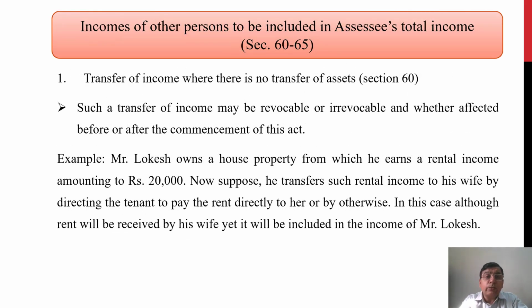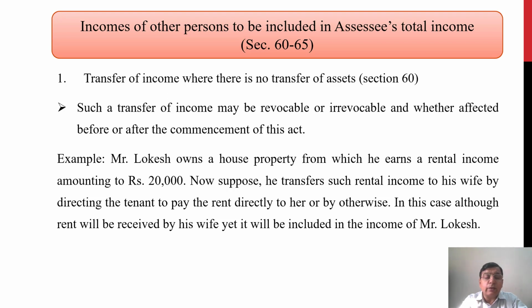So, in the first portion, we will discuss the incomes of other persons to be included into the assessee's total income. The first one is transfer of income where there is no transfer of asset, under section 60 of the Income Tax Act.